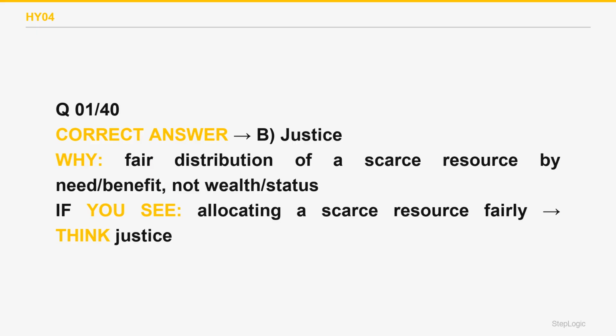Beneficence is acting in an individual patient's best interest, not deciding how to divide a limited resource fairly among many. Choice C wrong. Autonomy concerns a patient's right to make their own decisions, which is not what a committee's allocation policy is about. Choice A wrong. Fair allocation of a scarce resource is governed by justice.